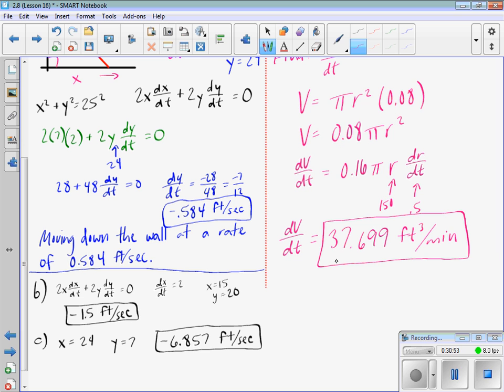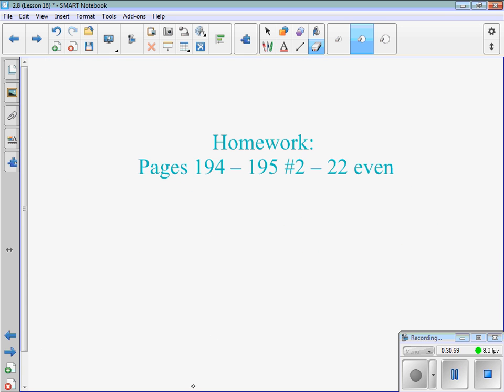Yeah, we have to find our homework. It's on the next page. There you go.